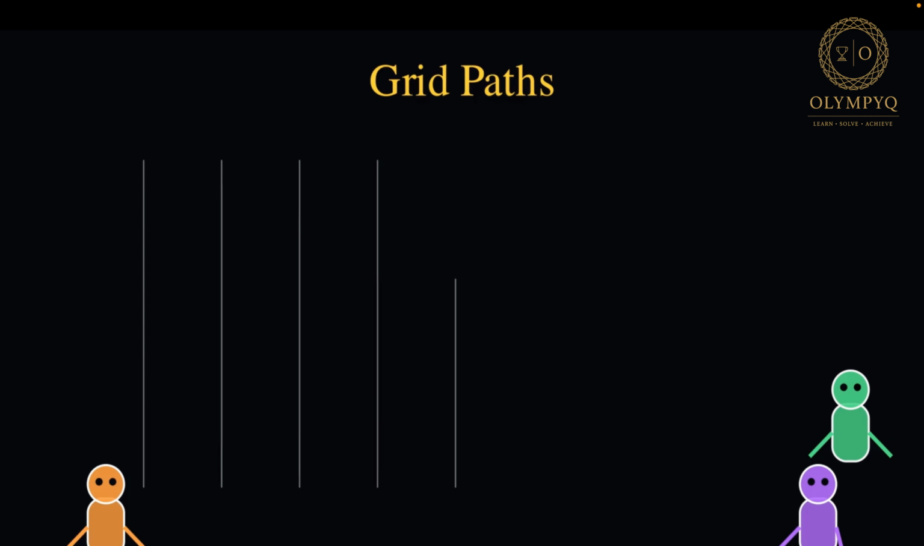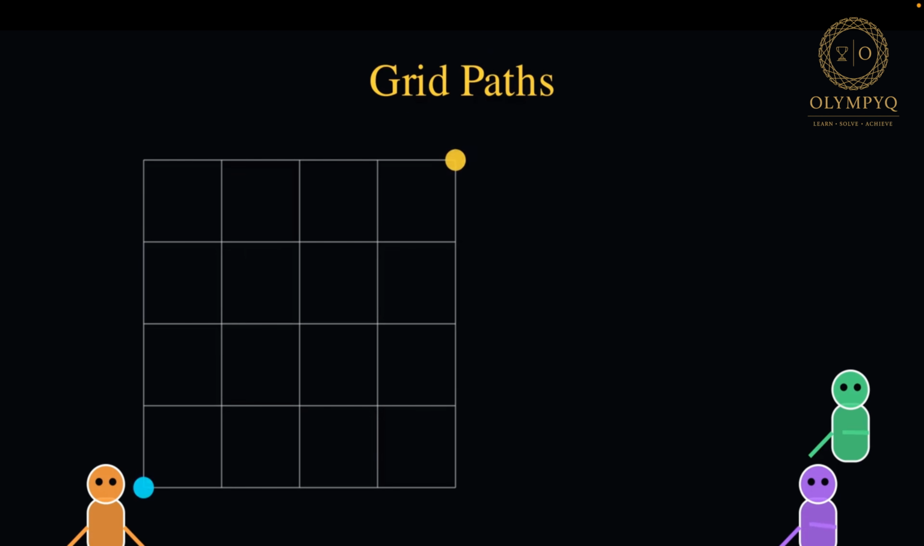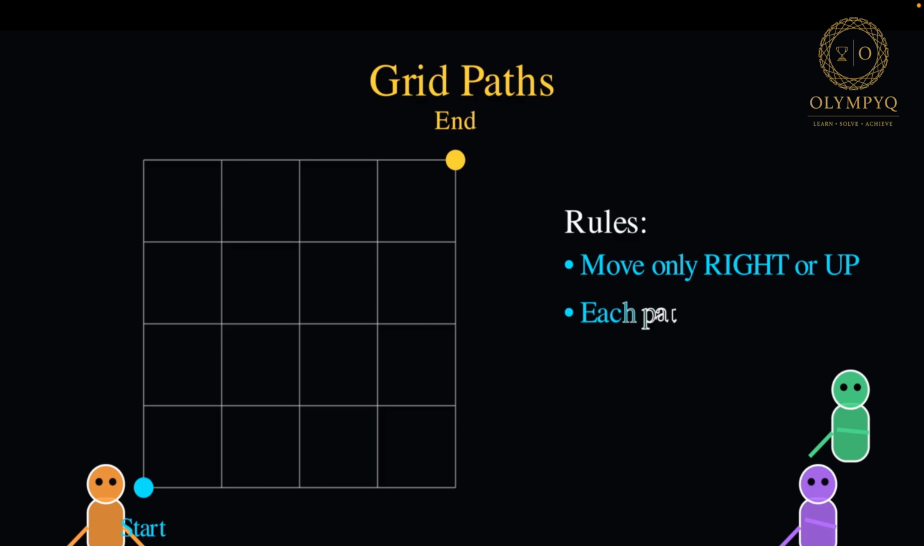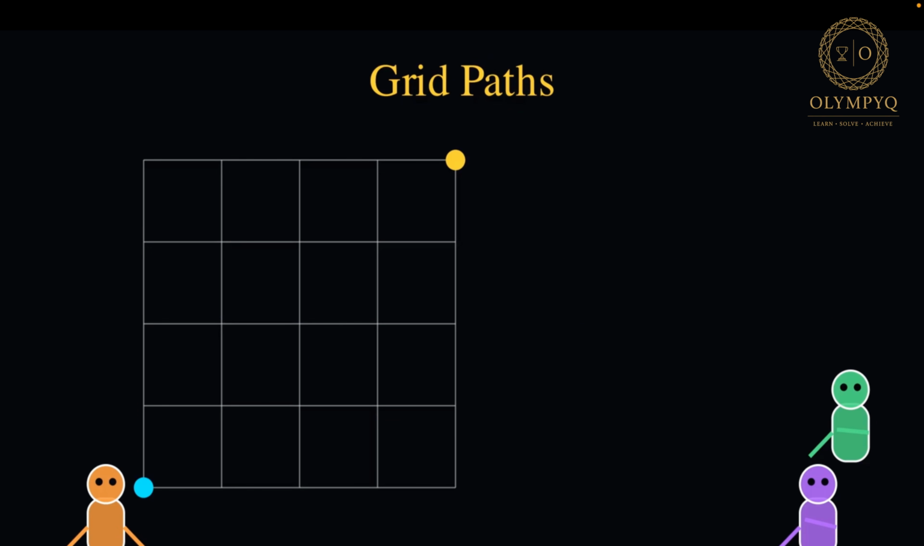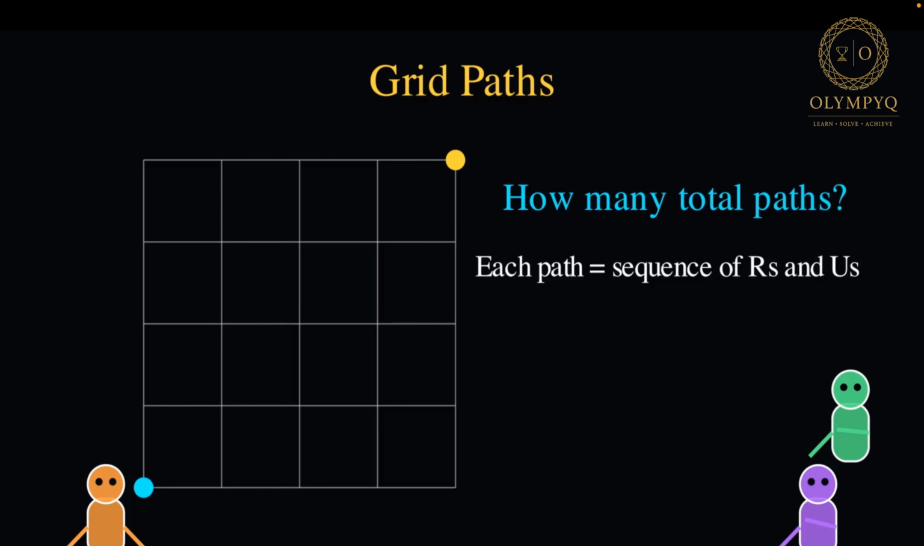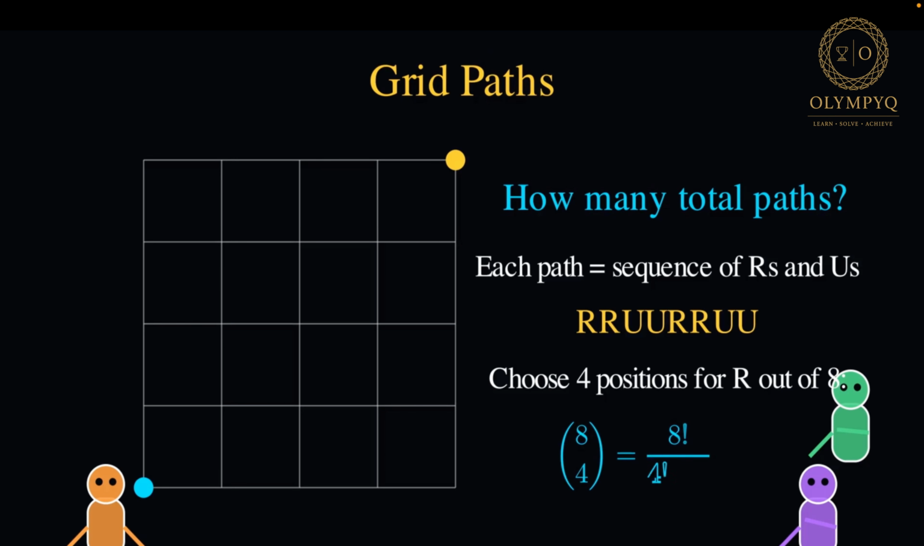Let's start with the basics. On a 4 by 4 grid, every path to the top corner is just a sequence of moves, 4 right and 4 ups. The total number of ways to arrange those is simply 8 choose 4. That is 70. So 70 possible paths in total.